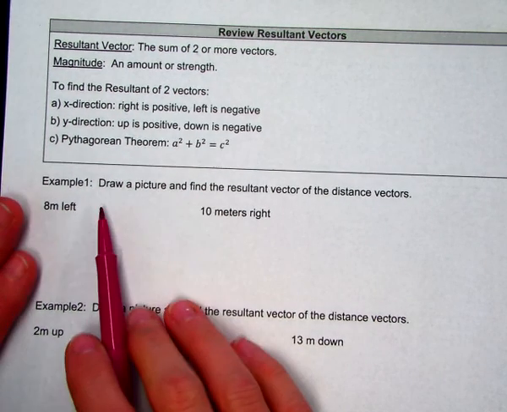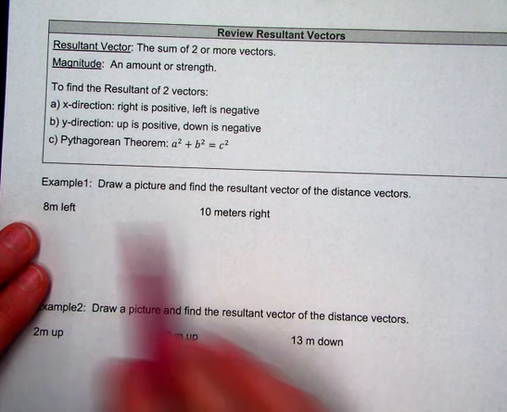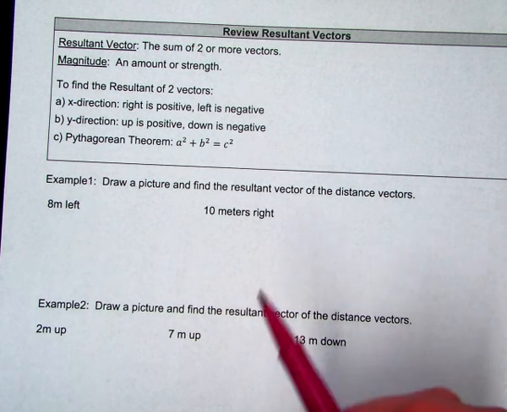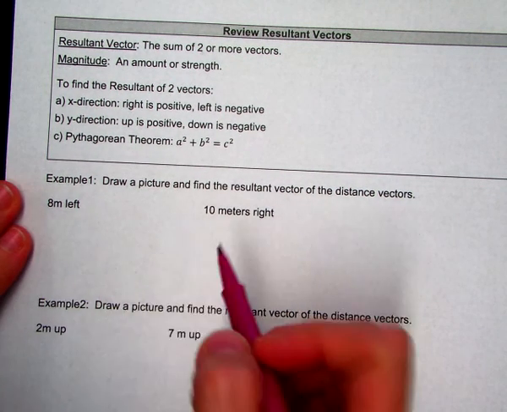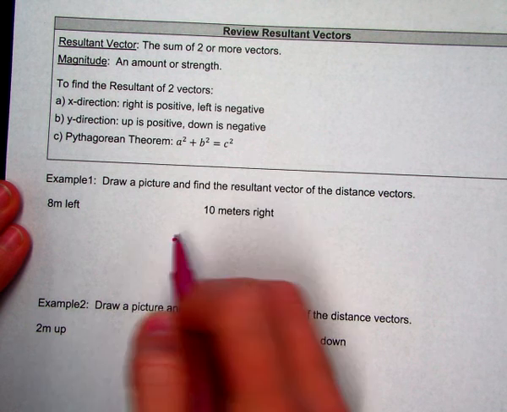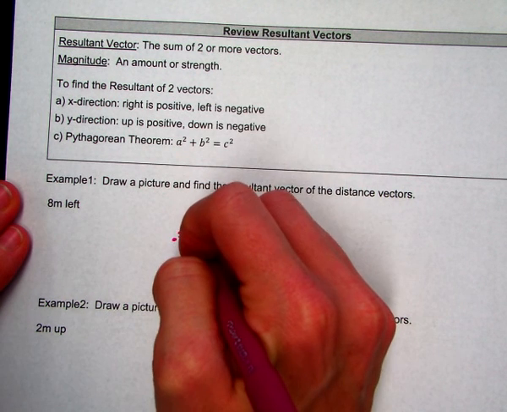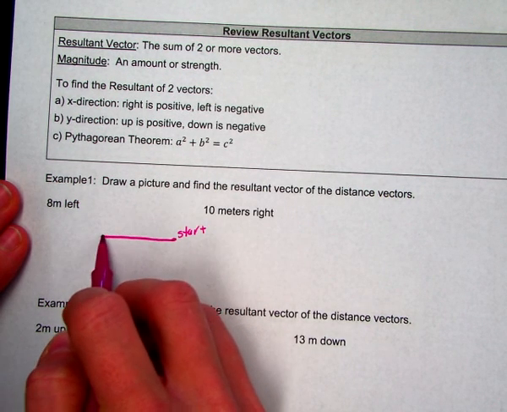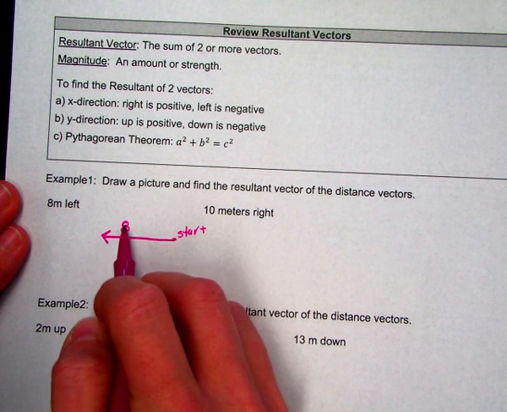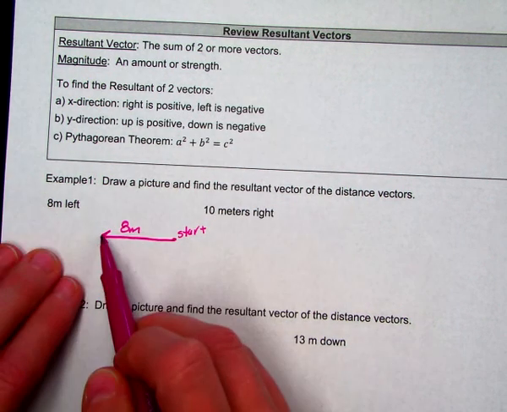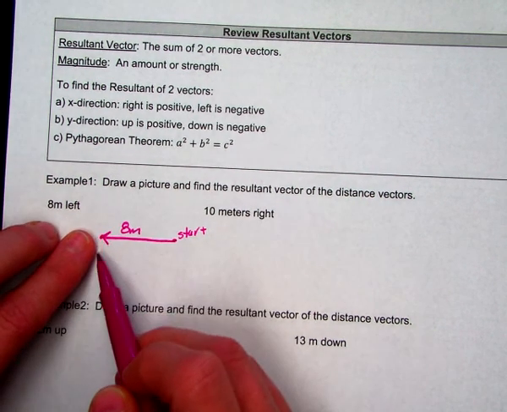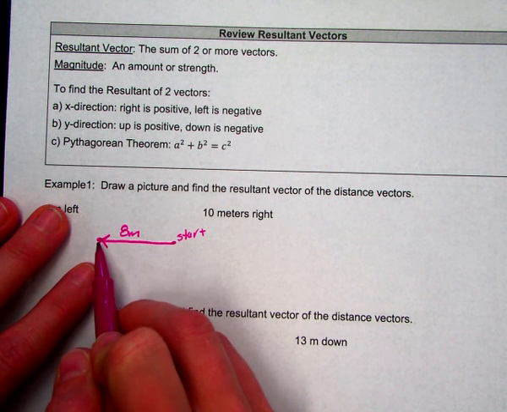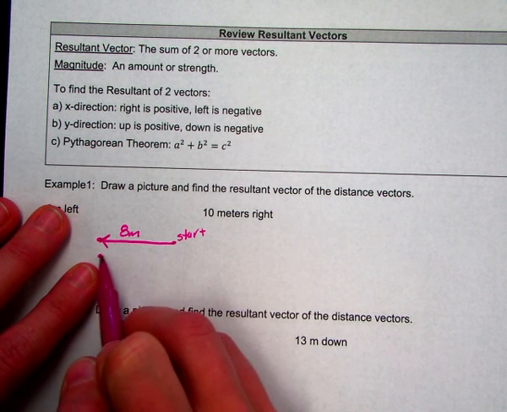So first, for example 1, we have 8 meters left and 10 meters right. So we're going to go ahead and draw a picture of that. If I do 8 meters to the left, I'm going to start here. So this is my start. And I'm going to go 8 meters to the left. Okay, now this is my current location. So I'm going to move down a little bit to give myself some space. But from here, I need to go 10 meters right.